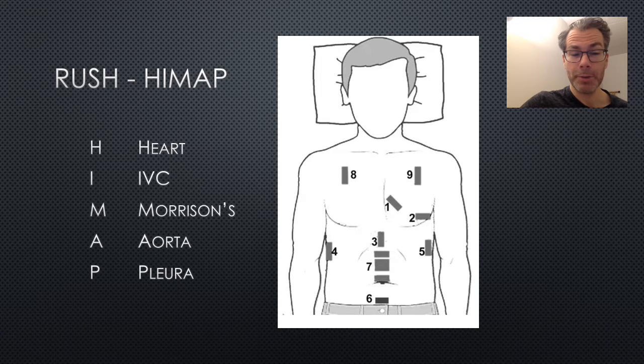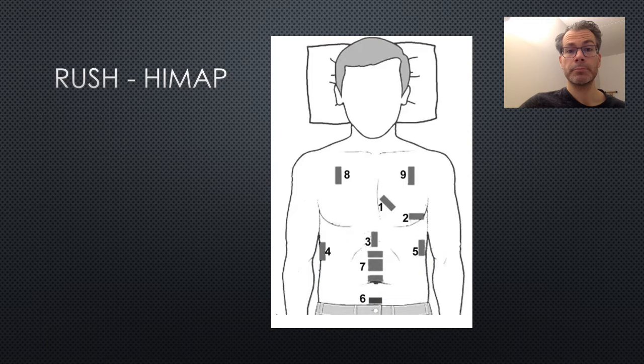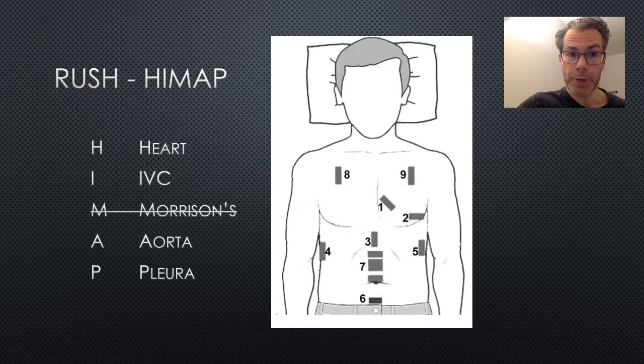So the next step in the HIMAP system is to look at Morrison's pouch for free fluid. So we look here in the right upper quadrant, but we also look in the left upper quadrant and the pelvis, so just like a FAST exam. Then the fourth step of the HIMAP is the aorta. So we look here in the middle of the abdomen for both aneurysm and dissection.